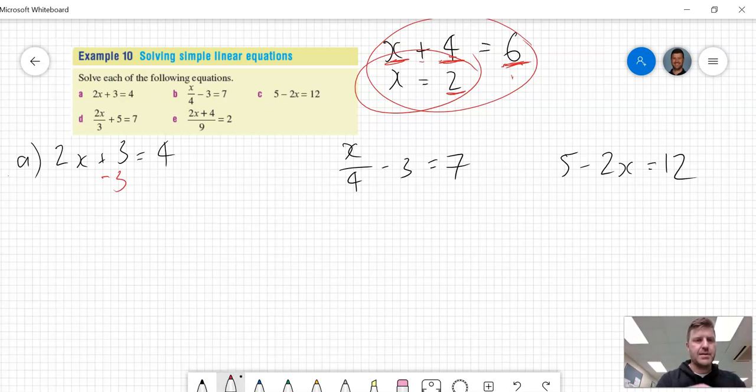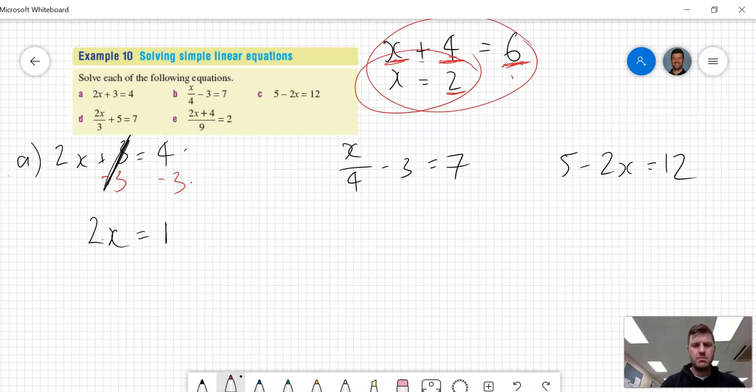If I do that on the left-hand side, this is what I'm talking about, balancing, I need to do the same on the right-hand side to keep this equation balanced. So now I can go ahead and do positive 3 take 3. That actually cancels itself out. I'm left on the left-hand side with 2x, which is equal to 4 take 3, 1. So 2x equals 1. Well, 2 times a number is equal to 1. What is that number? What is the value of x?